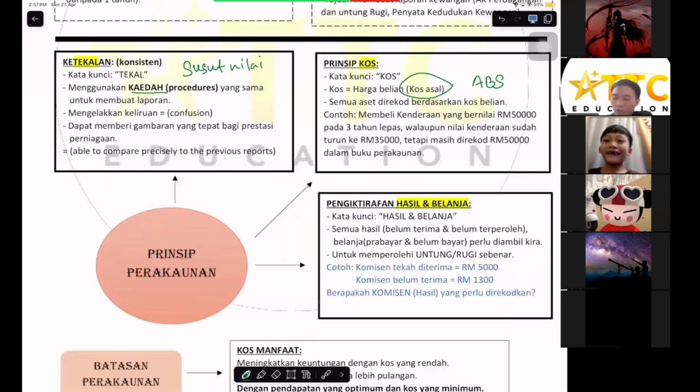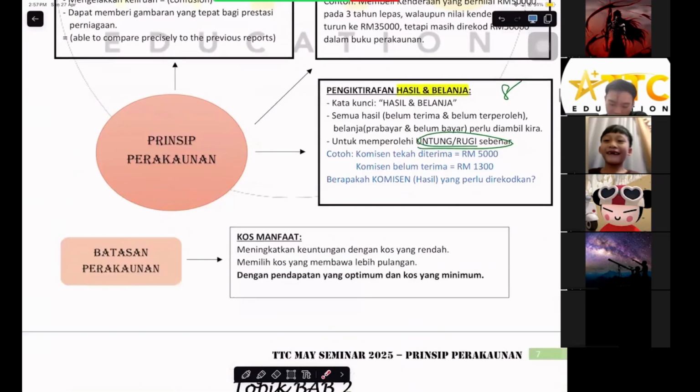Pengiktirafan hasil belanja, normally when you see something untung or rugi sebenar, definitely will be pengiktirafan hasil belanja. And this is actually talking about bab 8. Susut nilai also bab 8 stuff. You'll be seeing some words like this, belum, pra, that kind of thing. Then you see this word mainly, something sebenar, actually the word. You see this word mainly, sebenar. Answer is pengiktirafan hasil dan belanja.